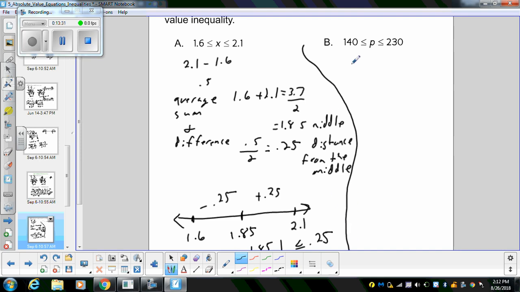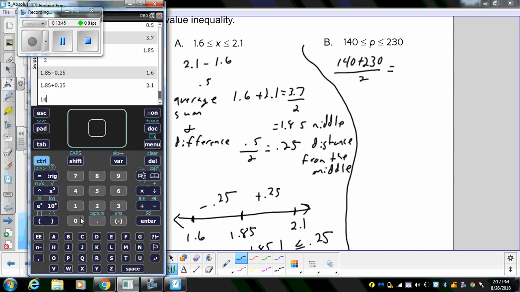Or you try to. Alright, so let's see what you come up with. So 140 plus 230, and then we divide that by 2, we get 185.